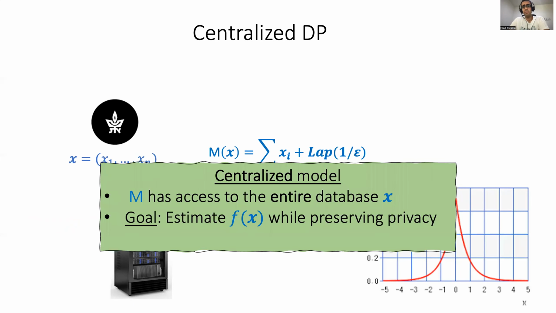What we have described now is called the centralized model. The mechanism M has access to the entire database X, and the goal is to estimate some function f on X while preserving privacy. The focus of this talk is on a different model called the distributed model, and in particular, the two-party case that we will describe in the next slide.